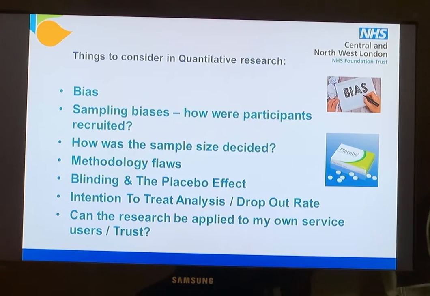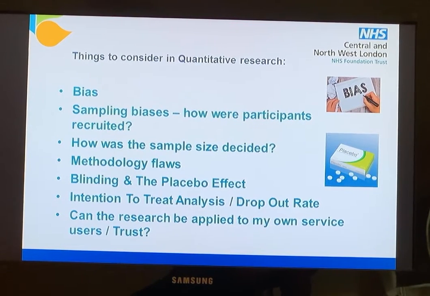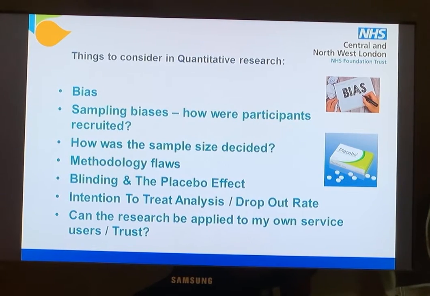In any quantitative research, things to consider, aside from funding biases or author biases, include how was the sample size decided, any significant methodology flaws. For example, the MMR and autism vaccine study cited by Wakefield and his colleagues in 1997 had giant methodology flaws, but that didn't stop it being cited even today. Things to think about are blinding, the placebo effect, flaws in methodology, and whether the researchers have carried out intention to treat analysis.